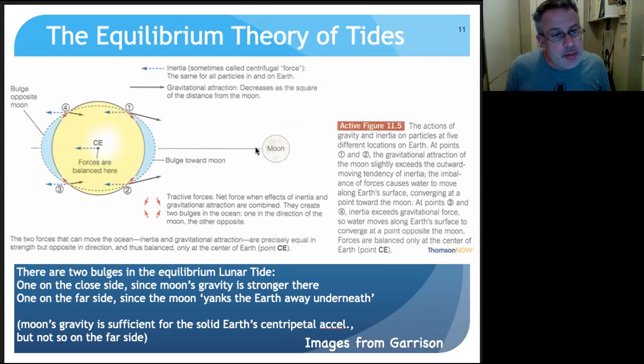So the bulge toward the moon is on the near side because the gravity is stronger here. It's being attracted more. The water bulges upward. The bulge on the back side is because the planet is being attracted more so than this water. So the planet is being yanked out from underneath of that bulge on the back.